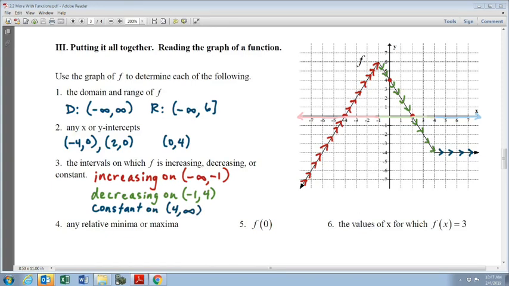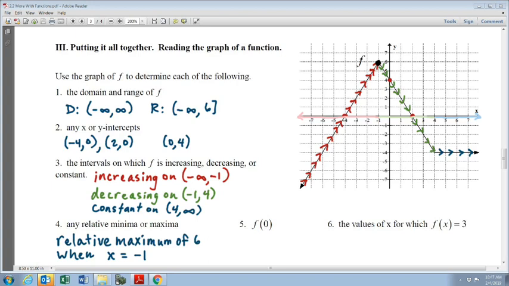At the bottom here it says find any relative minima or maxima. Notice we have a maximum value right there at that point, and we know that the maximum is the y value of that point. So we have a relative maximum of 6 when x equals negative 1. And by the way, this is an absolute maximum as well, right? Because there is no higher point on our graph.